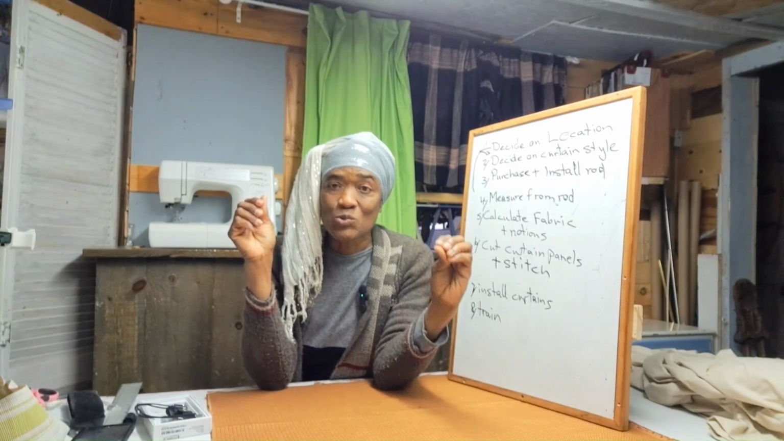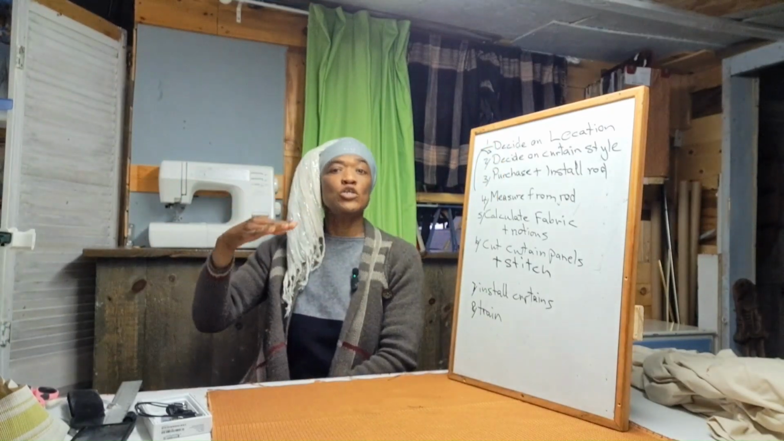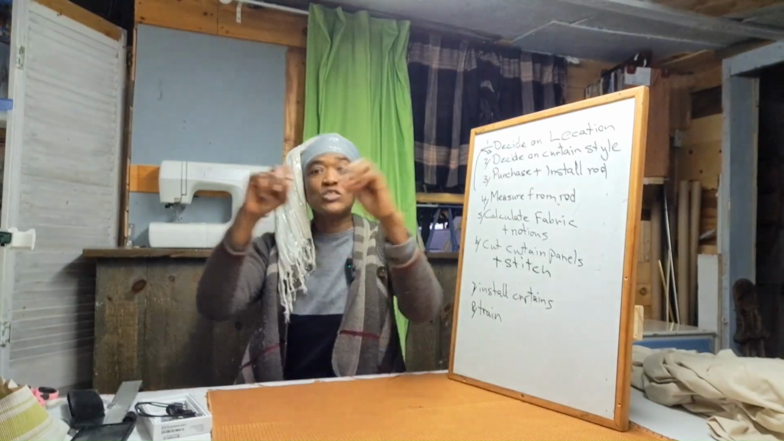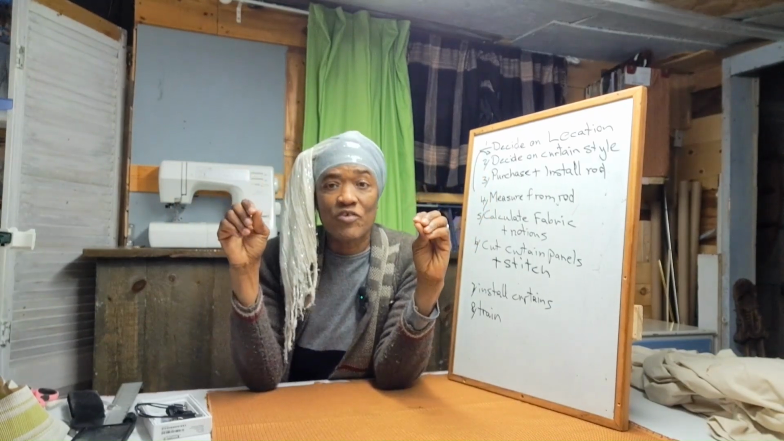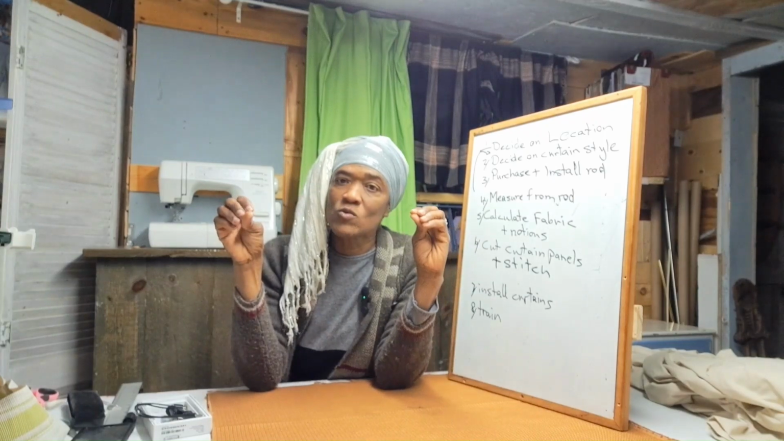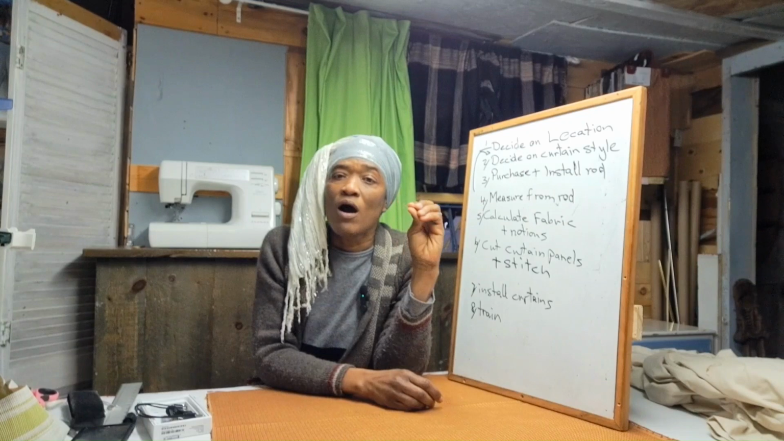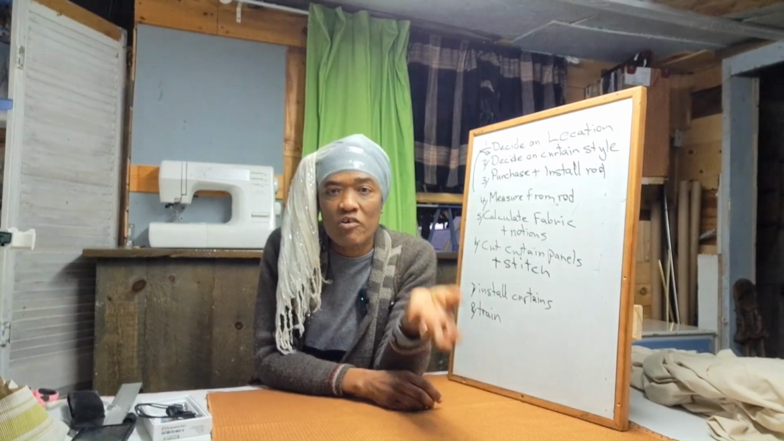Because what you're going to do after you have installed the curtain rod is measure your width and measure your length for your curtains. So you measure from the installed curtain rod, right? Now, after you have measured, you're going to go ahead and use those measurements to do the calculation for how much fabric you will need to make your curtains.